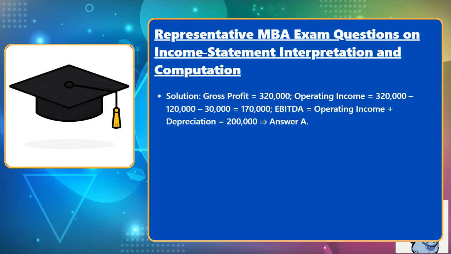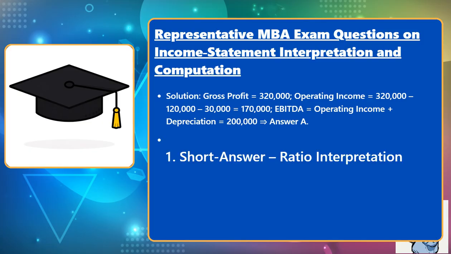Solution: gross profit equals $320,000. Operating income equals $320,000 minus $120,000 minus $30,000 equals $170,000. EBITDA equals operating income plus depreciation equals $200,000. Answer A.